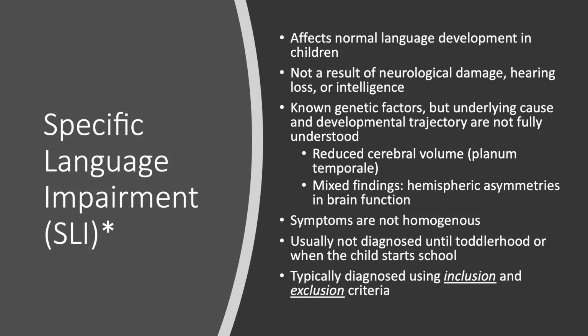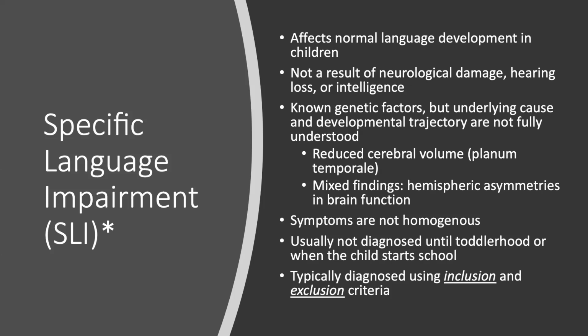And then there are also some hemispheric asymmetries in brain function. If you recall, we said that language was mostly left lateralized. Well, in children with SLI, some fMRI studies have shown that they actually recruit more of their right hemisphere than typically developing children. But again, if you Google studies on that, you'll find just as many saying that's not the case. So it is really something that's kind of open in the field and not clear.